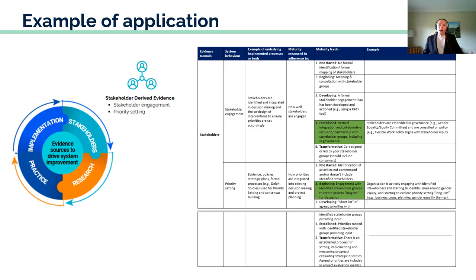So when applying the maturity matrix for this organisation to say, okay, how are we going? How do we know what we need to improve on in order to meet the outcomes that we're seeking? They would use the maturity matrix to self-assess their progress across each of those 4 domains. Take the stakeholder domain, for example: this domain is about using evidence from stakeholders, listening to the lived experiences and setting priorities based on what matters most to the people affected.